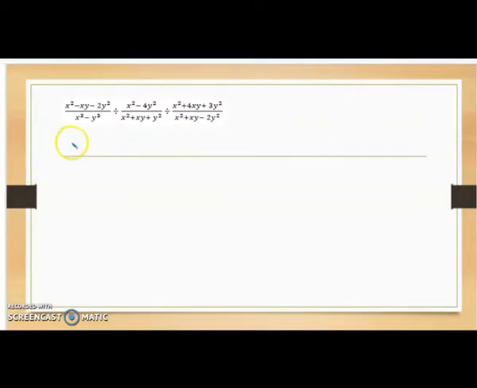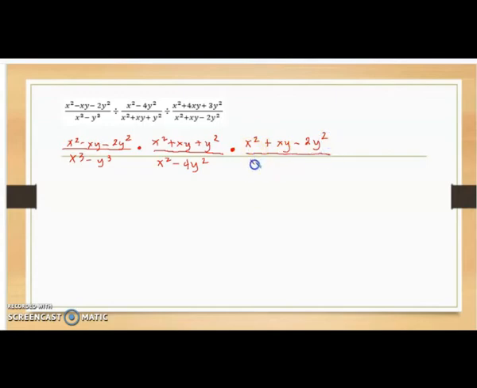So we have here x squared minus xy minus 2y squared over x cubed minus y cubed. Now, this one is division, so proceed to multiplication and then get the reciprocal of the divisor. So that one becomes x squared plus xy plus y squared, then all over x squared minus 4y squared. And then divide again. Proceed to multiplication and then get the reciprocal of this. So that one becomes x squared plus xy minus 2y squared all over x squared plus 4xy plus 3y squared.